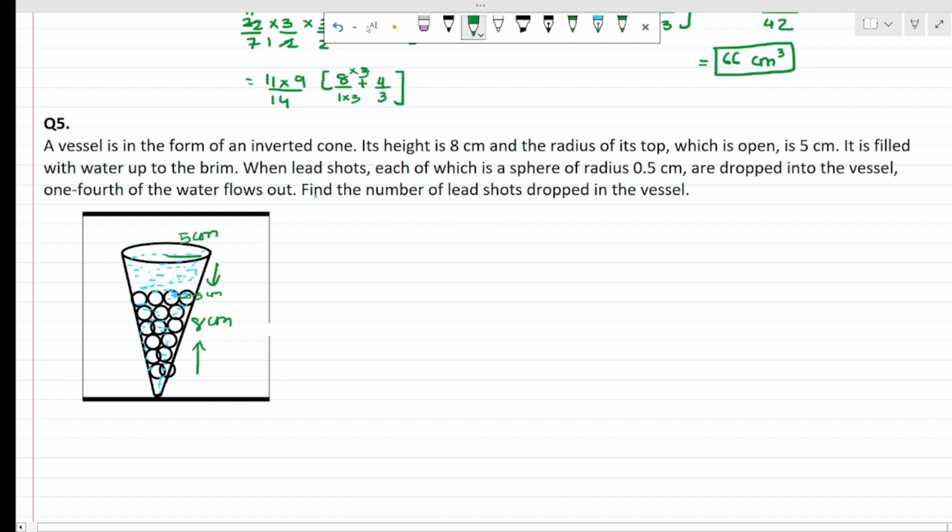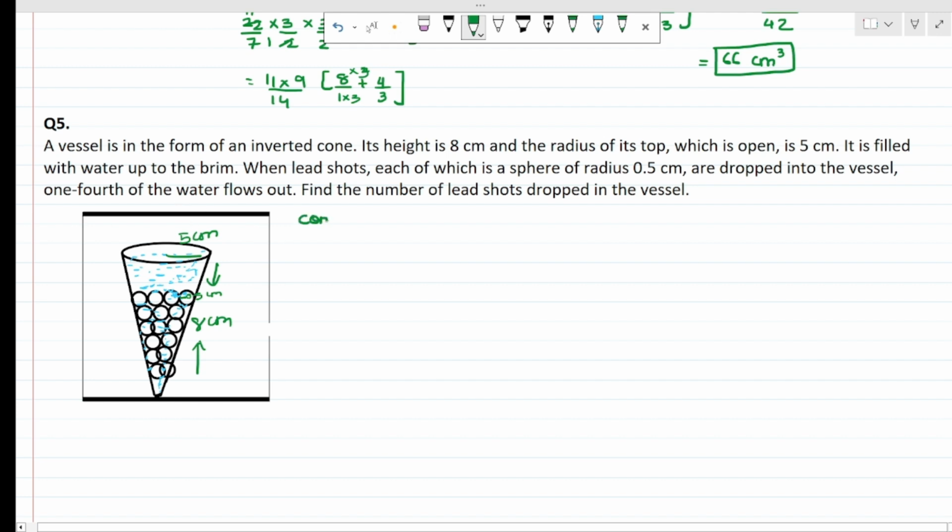1/4 of the water flows out. Find the number of lead shots. That means we don't know how many lead shots are used over here. So the amount of water dropped will be equal to the number of lead shots dropped into the water. Okay. So first of all, write the information that you are having.